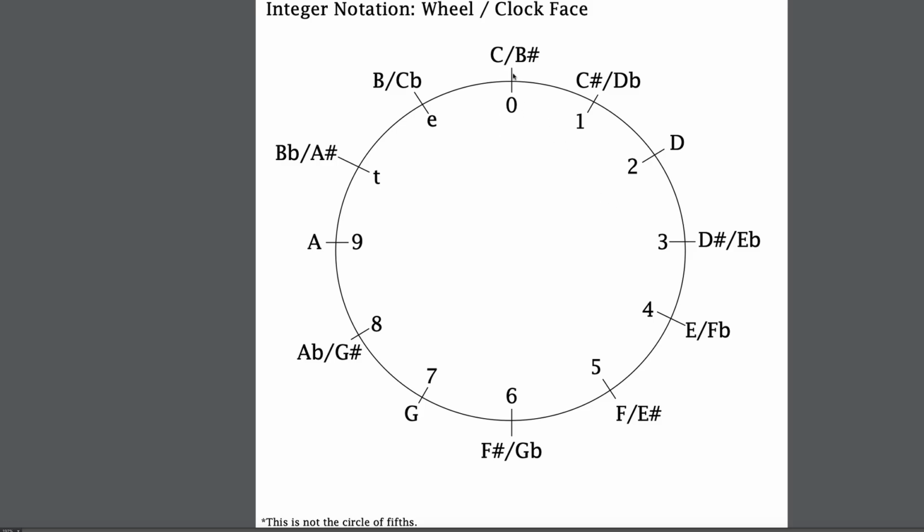Okay, so we have pitches assigned to each number, right? And we've got some enharmonics in there. But what this is going to let us do is say whether someone used a C sharp or a D flat, I don't care. It's a 1. That's what we're going to call it. Okay, so if I want to spell a C major chord, I can do that with integer notation by saying it's 0, 4, 7. So 0, 4, 7 would be a C major chord.